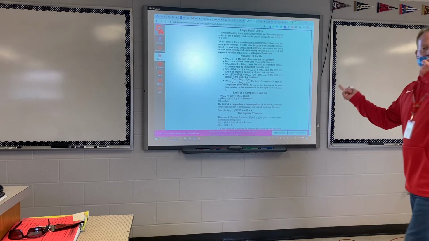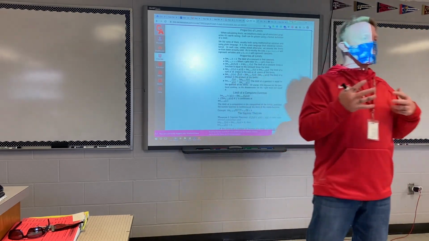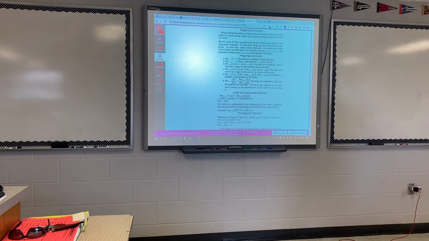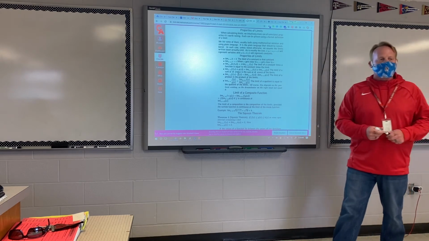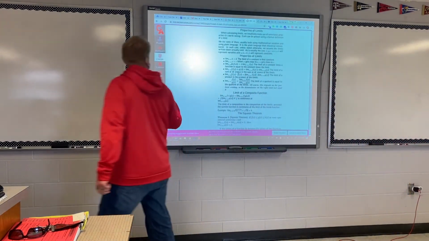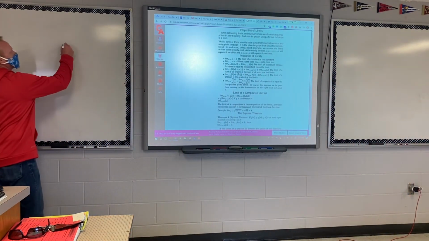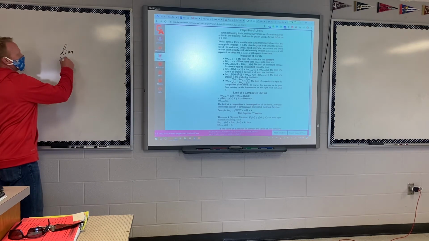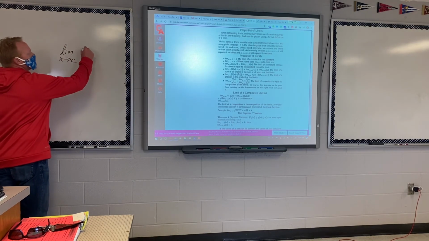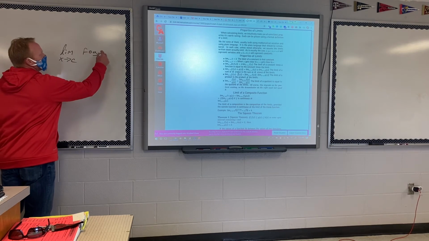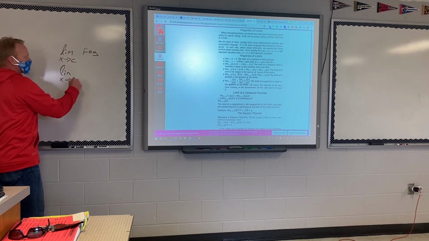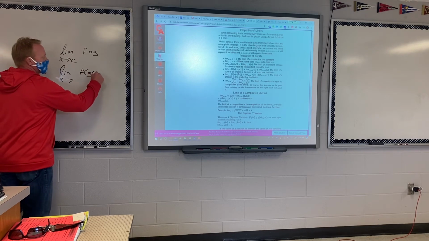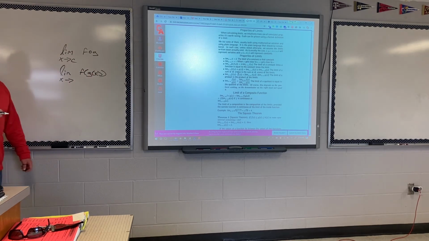Okay, so that's what's going on with a composite function. A composite function is when I have one function inside of another function. So it's telling us how to take the limit of a composite function. Their notation in this one's a little bit funky, in my opinion. They have the f of g notation. I prefer the f of g of x notation.